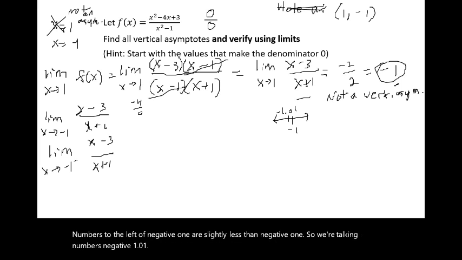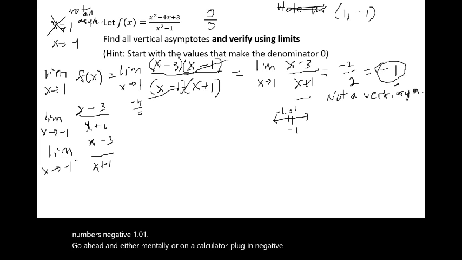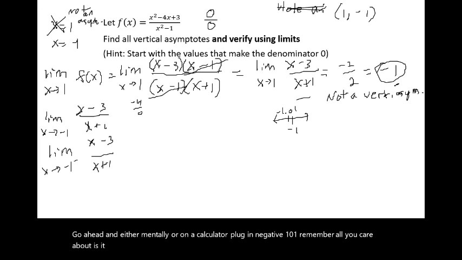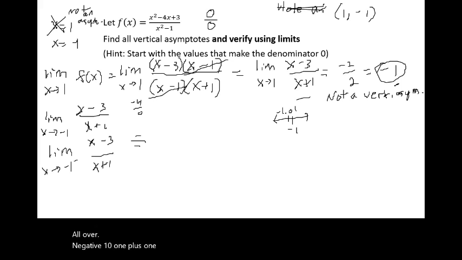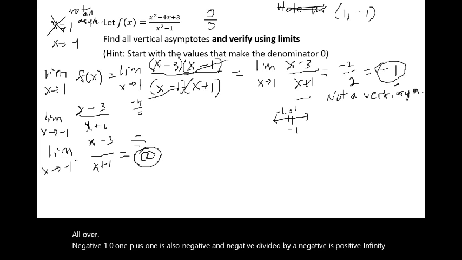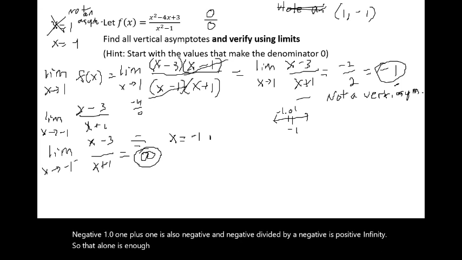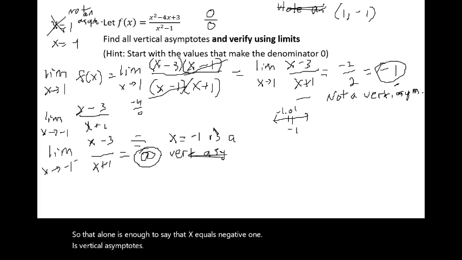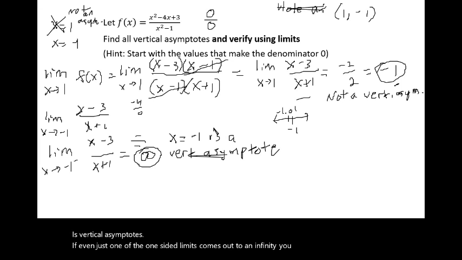Go ahead and either mentally or on a calculator plug in negative 1.01. Remember, all you care about is its sign. So negative 1.01 minus 3 is a negative number, all over negative 1.01 plus 1, which is also negative. A negative divided by a negative is positive infinity. So that alone is enough to say that x equals negative 1 is a vertical asymptote. If even just one of the one-sided limits comes out to an infinity, you have a vertical asymptote, indisputable.